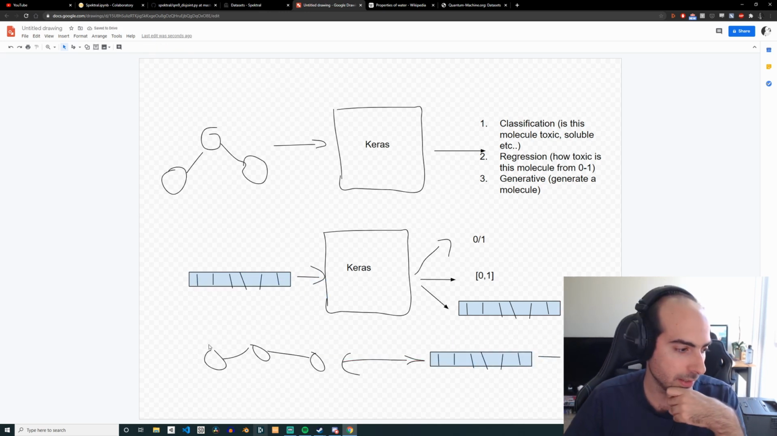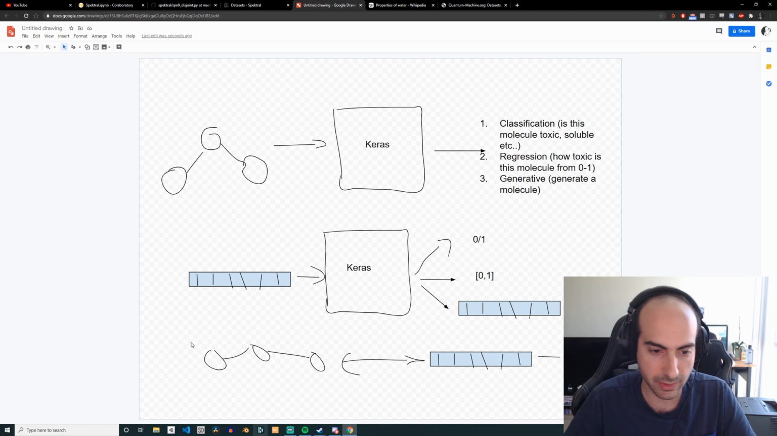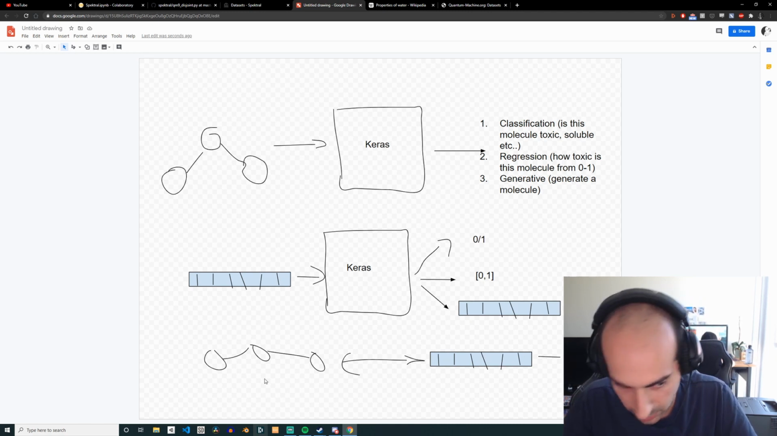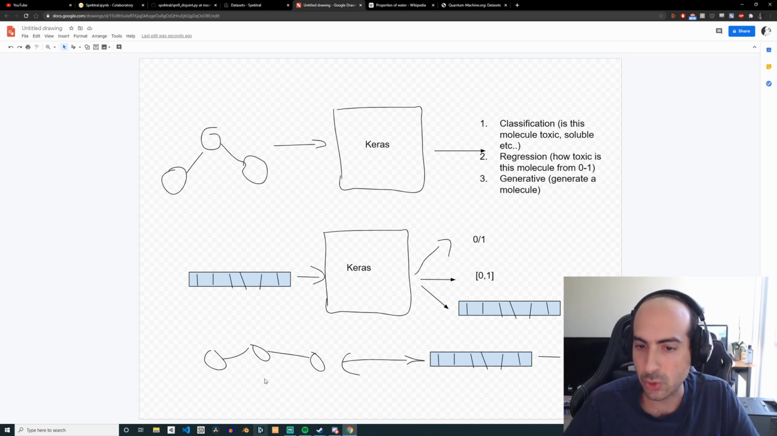This is the main problem that Spektral solves. This step of how do I turn a graph into a vector, so then I can feed it into any sort of deep learning algorithm to actually make some useful prediction or classification or regression. This is the main job of a graph neural network library. So how does this work?